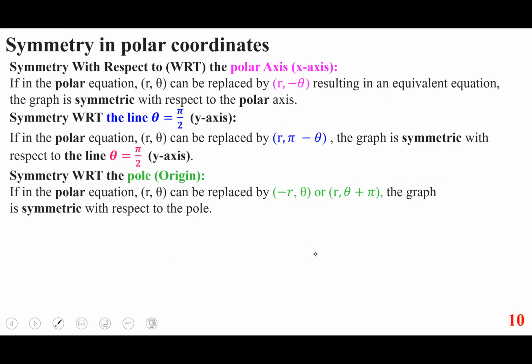As far as the symmetry, we have learned it in the rectangular coordinate system: the odd symmetry, the even symmetry, and we have something similar to that. So, symmetry with respect to the polar axis: if in the polar equation (r, theta), we can replace it with (r, negative theta), resulting in an equivalent equation, the graph is symmetric with respect to the polar axis.